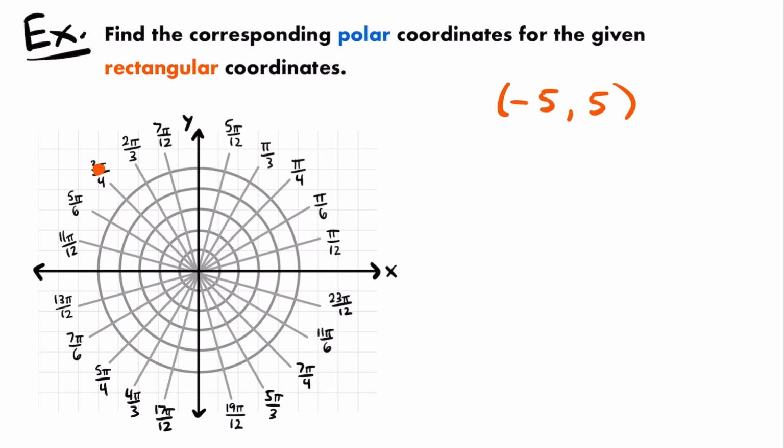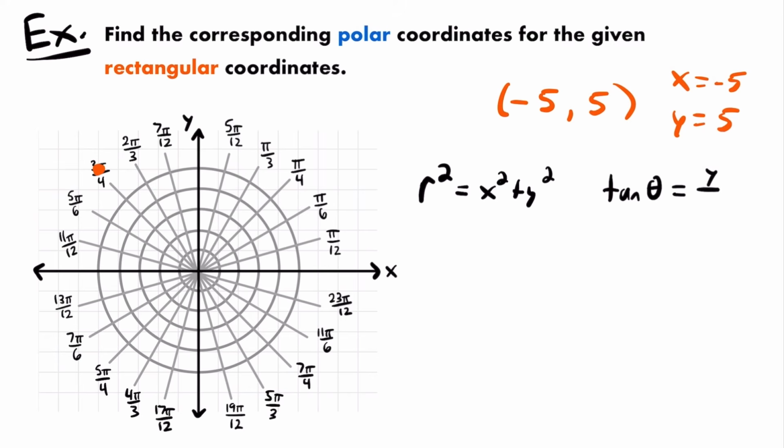In this case, what we want to do is make note of what we know. We know that x will be equal to -5 and y is equal to 5. So let's write that down. We know that x is equal to -5 and y is equal to +5. And now when you want to convert from rectangular to polar, we're going to use those other two equations that we found earlier. Instead of using x equals r times cosine theta and y equals r times sine theta, we're going to use r squared equals x squared plus y squared, and tangent theta equals y divided by x.